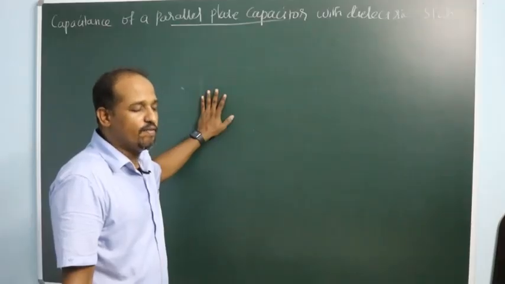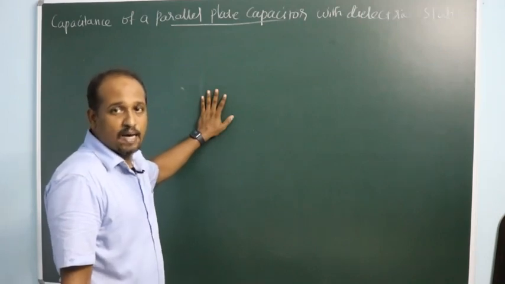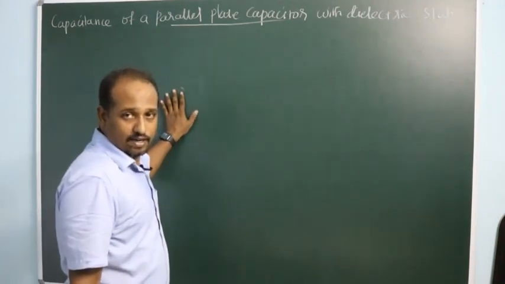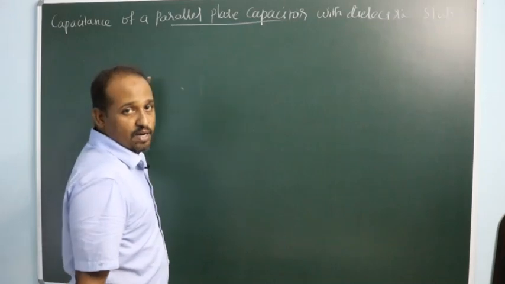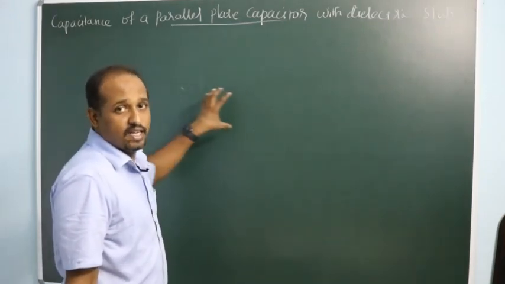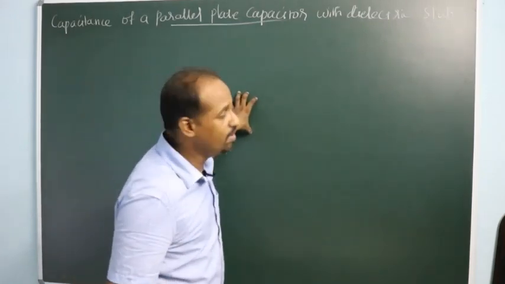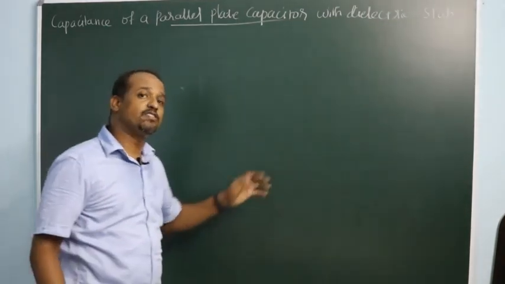In the first part, we have seen the capacitance of a parallel plate capacitor without dielectric and then with dielectric. It was completely vacuum between the plates and then it was completely filled with the dielectric medium between the plates. Now it is going to be a mix of that.